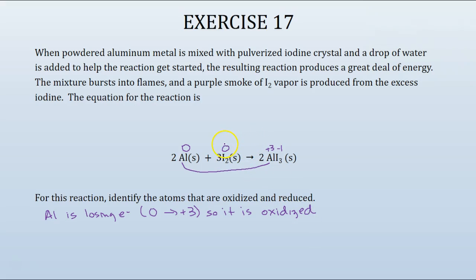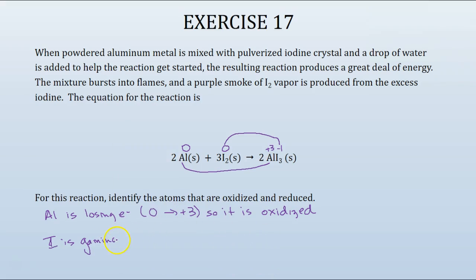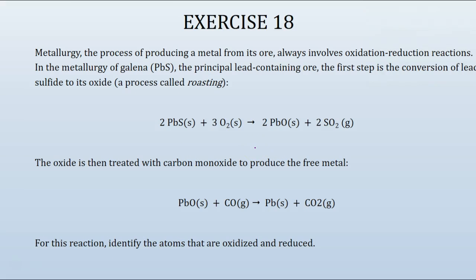So that means if we look at the iodine, I is going from a 0 to a -1. So I is gaining electrons because it's going from a 0 to a -1. It's getting more negative. Remember, this one got more positive, this one got more negative. So it is reduced. So we can determine if things are being reduced or if they're being oxidized by looking at the charges that we assign them. Okay? Next one.